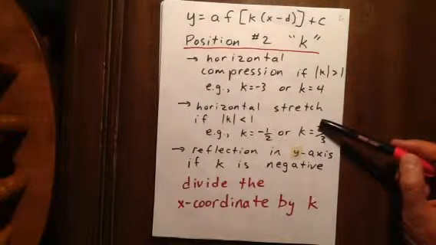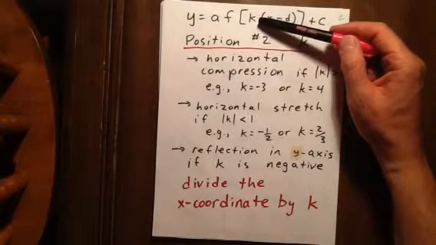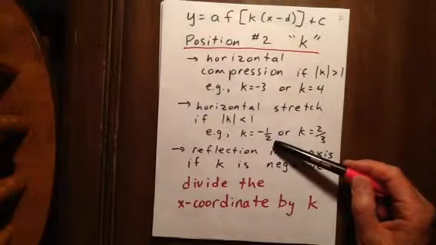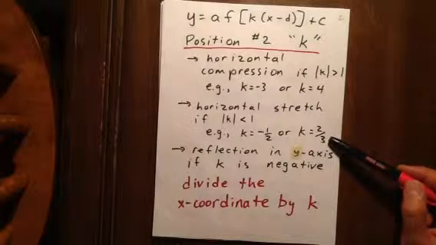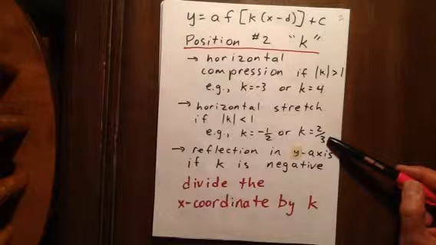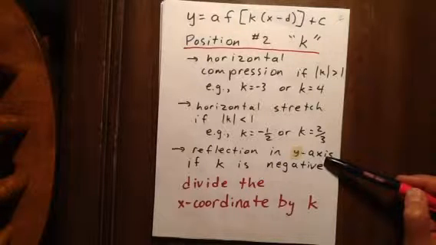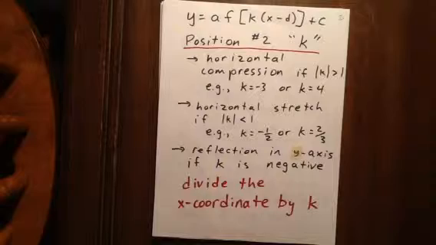On the other hand, if we have a small magnitude, in other words a magnitude less than 1, so we could have a k value of -1/2 or 2/3, anything with an absolute value less than 1, then we're going to have a horizontal stretch. And if the k value is negative, we're going to have a reflection of the original function in the y-axis. Now algebraically, all of that can be accommodated by dividing the x-coordinate by k.